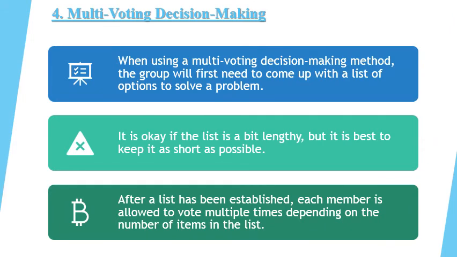Method number 4, multi-voting decision making. When using the multi-voting decision-making method, the group will first need to come up with a list of options to solve a problem. It's okay if the list is a bit lengthy, but it's best to keep it as short as possible. After a list has been established, each member is allowed to vote multiple times depending on the number of items in the list.